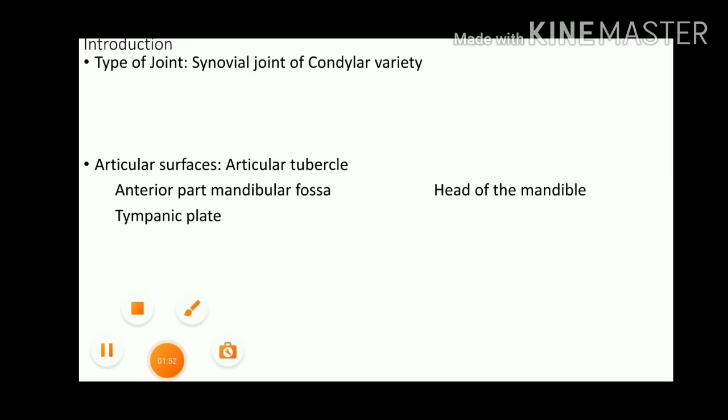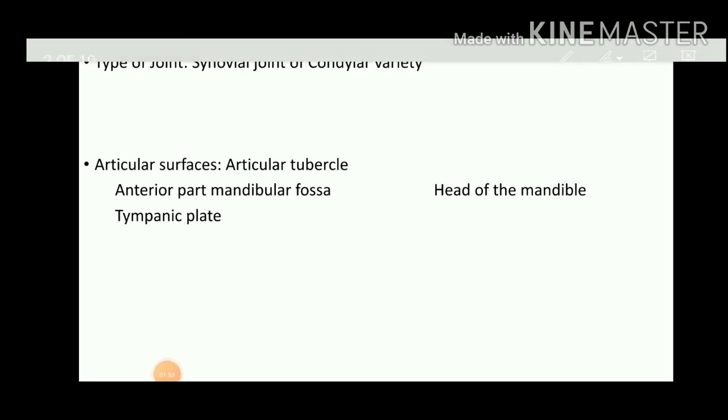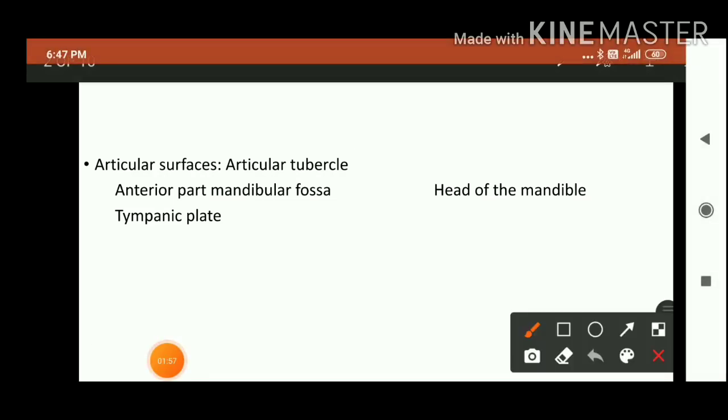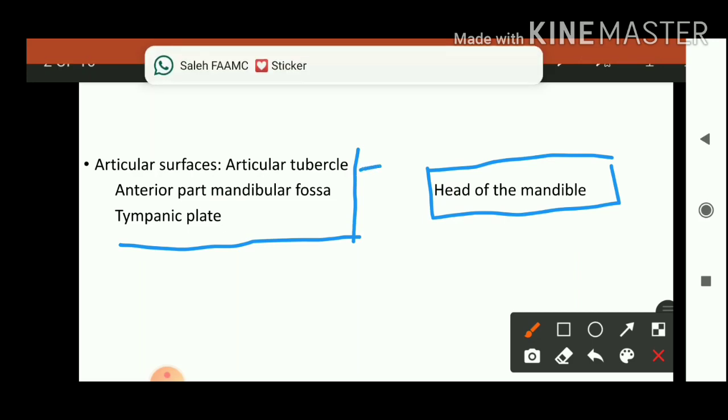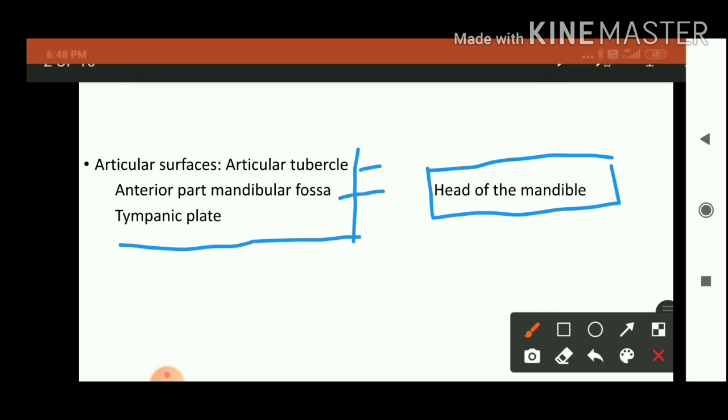Now, what are the articular surfaces? This is from the temporal part and this is from the mandibular part. In the temporal bone we have the articular tubercle, then the anterior part of the mandibular fossa, and then the tympanic plate.